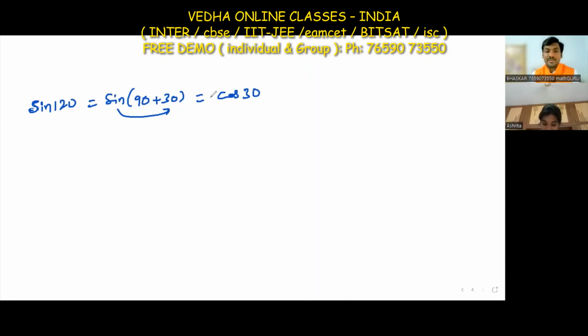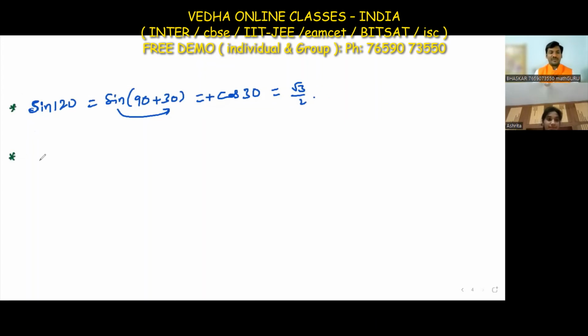So that means positive. This is the second quadrant, sine is positive, so we write plus. And cos 30 degrees, what is cos 30 degrees? You can use the fingers technique also. So what is cos 30? Root 3 by 2, sir. Root 3 by 2. So like this, we can find out any value. Sir, can you give me two or three like this? I'll do them on my own.